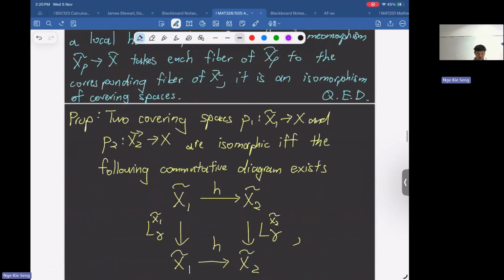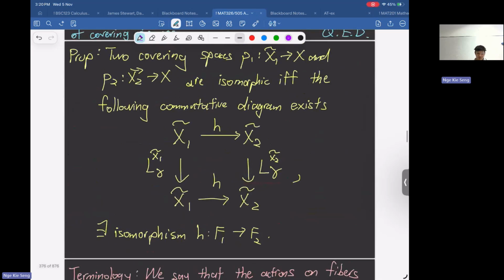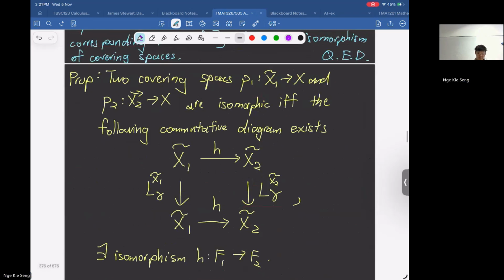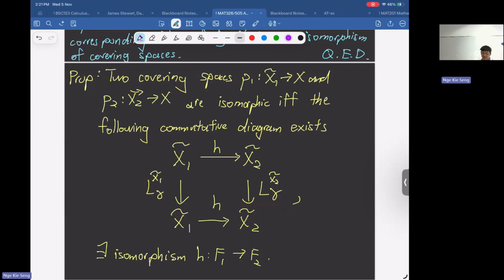Okay, then how about we skip this? This one you can read yourself. Two covering spaces are isomorphic if and only if the following commutative diagram exists. So that means it commutes with this. This is very interesting. Maybe this is something that can be generalized to other fields of mathematics. So two covering spaces are isomorphic if and only if you have an isomorphism on fibers such that this diagram here commutes.